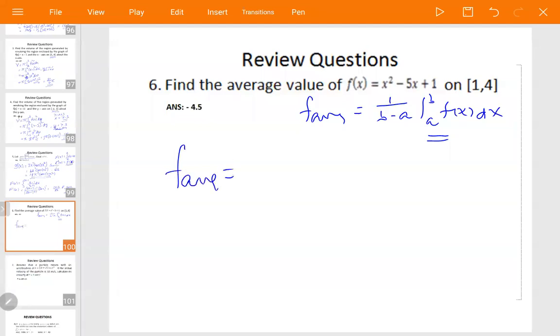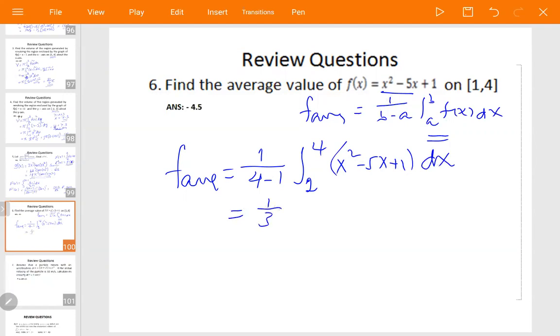The f average will be the integral, 1 over b minus a, 4 minus 1, the integral from 1 to 4 of our f of x, which is x squared minus 5x plus 1, dx. So 1 over 3 times the integral of this thing, x squared minus 5x plus 1, which is 1 over 3 times x cubed over 3 minus 5 over 2 x squared plus x, evaluated from 1 to 4. Now let me multiply everything by 1 over 3.